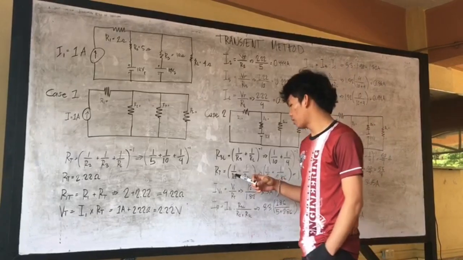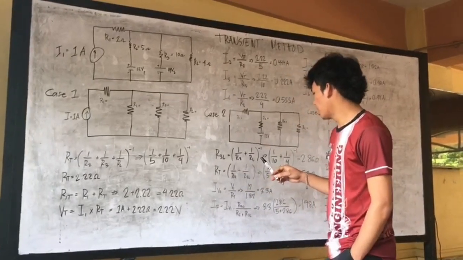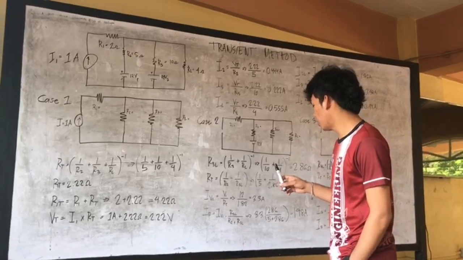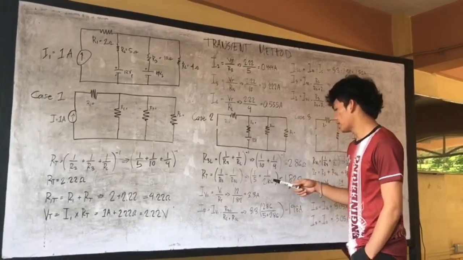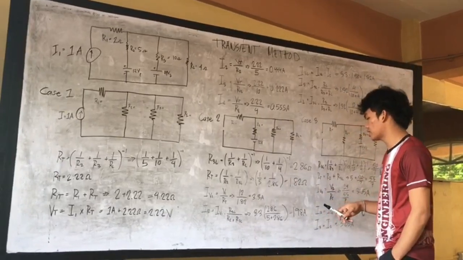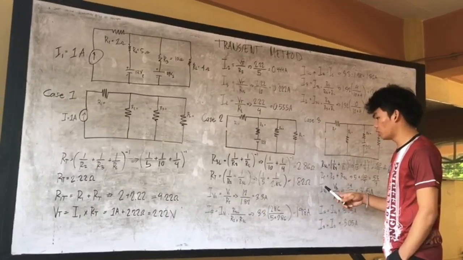And the R total equals 1 over R2 plus 1 over R3 load. Then substitute 1 over 5 plus 1 over 2.86 equals 1.82 ohms.